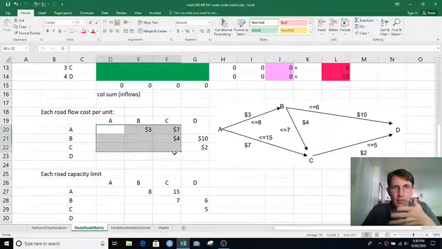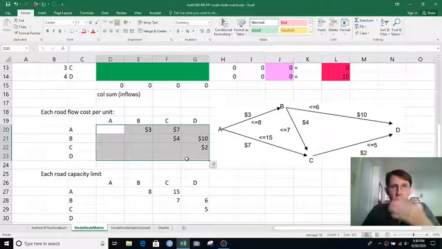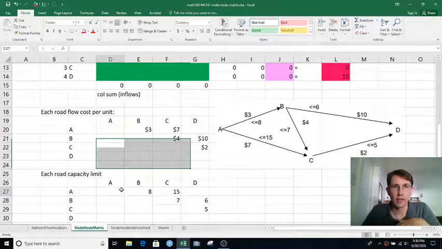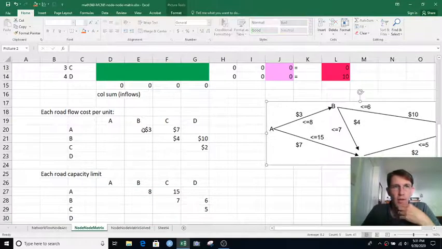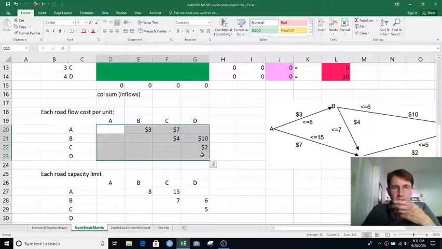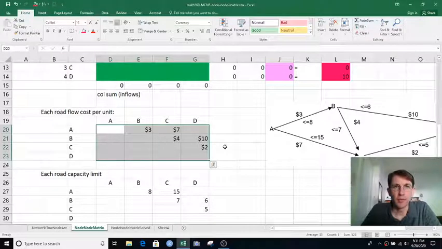We had these dollar amounts, and here I've laid them out in node-node format. And we had the road capacity limits. Again, I've laid them out in node-node format. I've just got a copy of the table here. What can I do with these that I still need to do for my linear program? Pause the video if you need to, think about it.